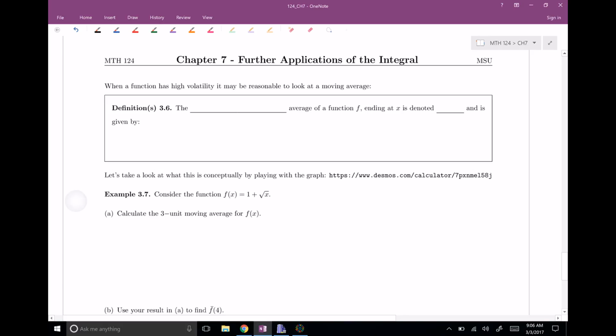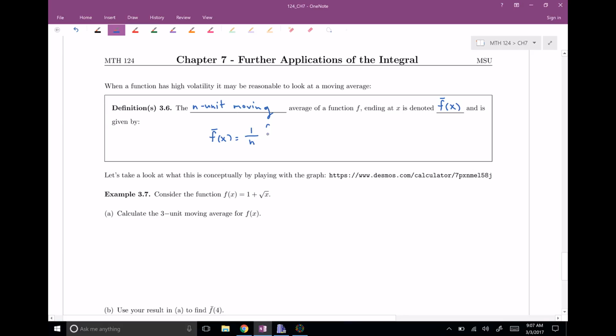So the n-unit moving average, so you have to specify how many units long it is. So the n-unit moving average of a function f ending at x, we'll see what I mean by this here in a minute, is denoted by f bar, but now it depends on x here, right? So this is going to be f bar of x. And is given by, so f bar of x is equal to, and we're going to have the length, so this is going to be, it's an n unit, so 1 over n.